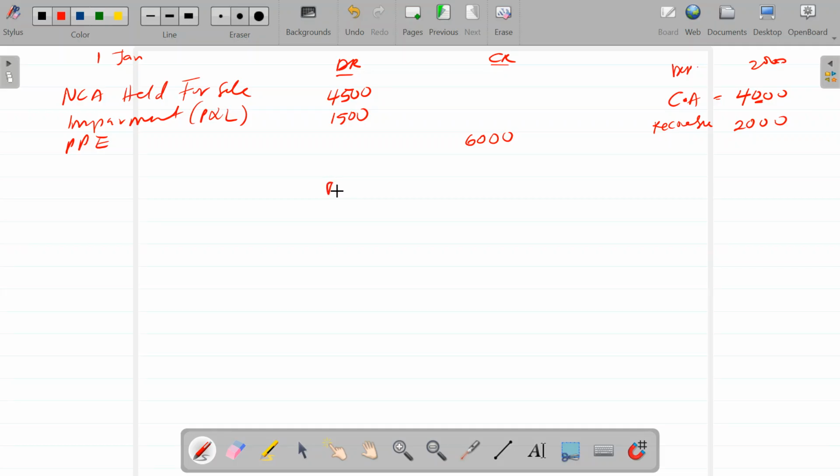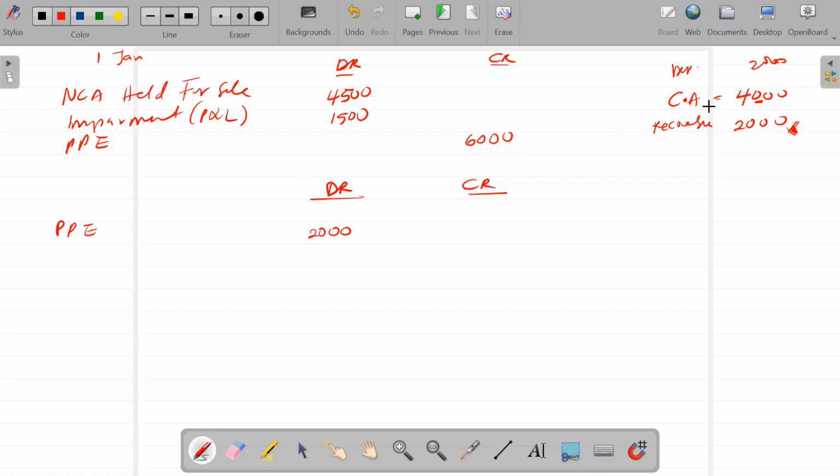Let's see how our double entry will help us. Sometimes double entry helps us to make things clearer. Obviously we are using the lower, so 2,000. We'll pick the recoverable amount. So we'll debit the PPE. Right now we are restating the PPE by the 2,000. So this would be the new PPE carrying value.